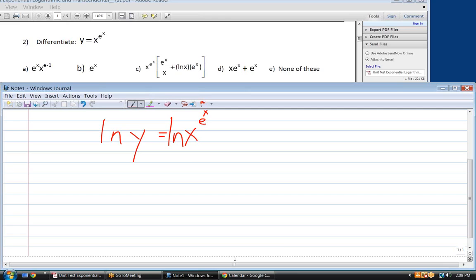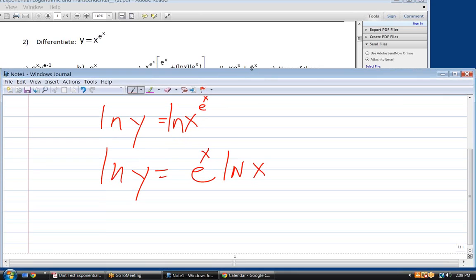And then you would bring the e to the x down in front of the natural log, right? That's no longer an exponent. And then, what's the next step? Remember, we're trying to differentiate y. We're trying to come up with a y prime. So wouldn't it be to get y by itself?